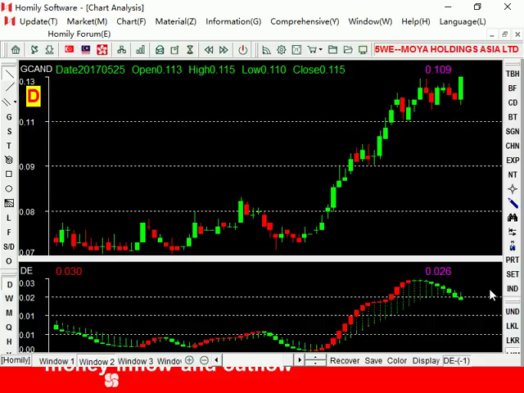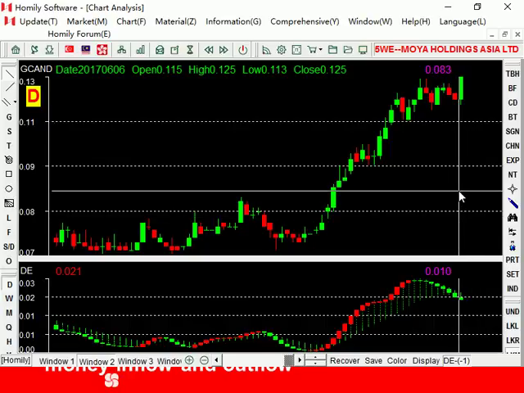Money inflow or outflow? Continue to outflow, but the price, up or down, continues to go up. You should know the price is up, but the money is outflow. Good situation or not? Not good. Okay, and we can see the shadow from downward shadow to upward shadow. Sell or not? Here, who will sell?